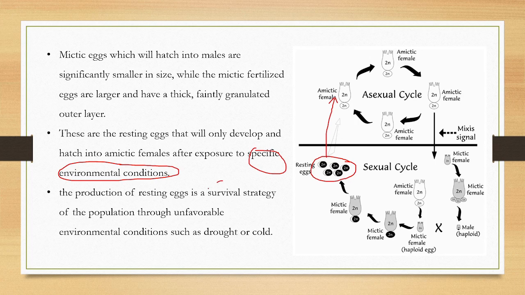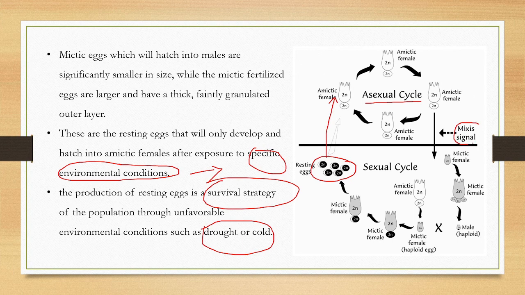So this is a survival strategy to tide over unfavorable environmental conditions such as drought and cold. So during the drought and cold, the resting eggs are produced and these resting eggs will hatch into amictic females only when the specific environmental conditions are reached. So this is a very good strategy to tide over the unfavorable or extreme conditions of the environment. And this process continues. It undergoes asexual cycles. When the next environmental signals are received, it again undergoes the sexual cycle. So the asexual cycle and sexual cycle alternate with each other. So this is the life cycle of Brachionus.